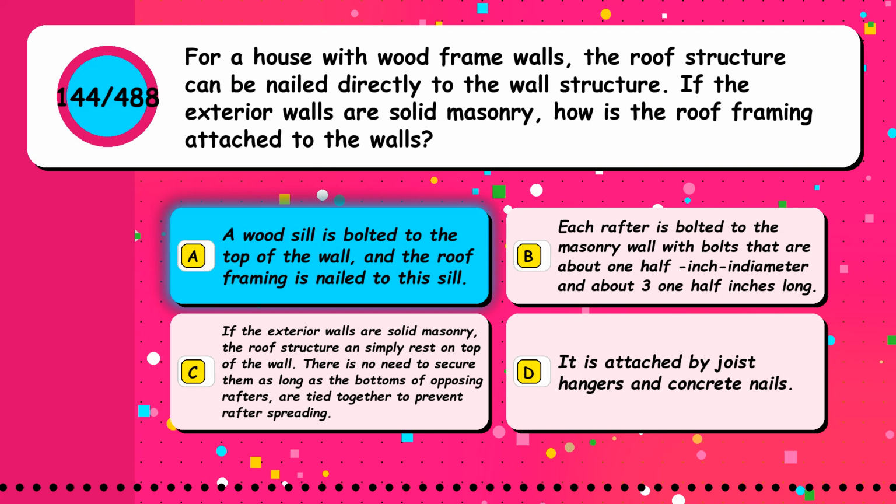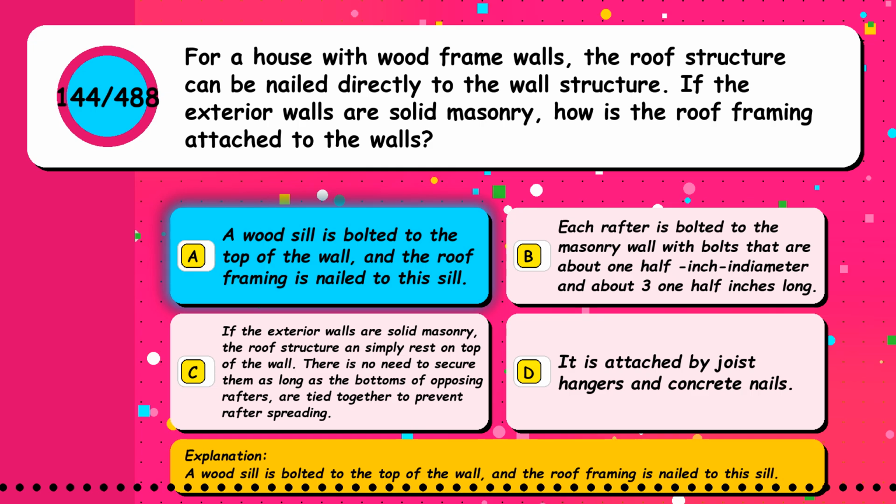The correct answer is option A. A wood sill is bolted to the top of the wall, and the roof framing is nailed to this sill.